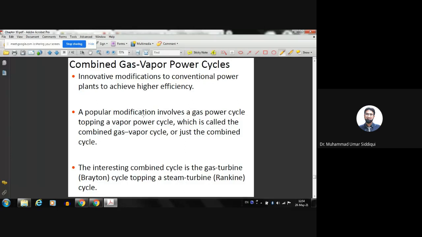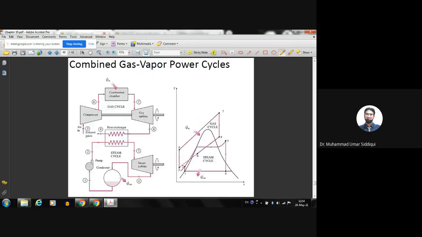This is something of significant importance to most industries which are interested in generating power using the gas turbine. The idea is that the gas turbine cycle uses a compressor, combustion chamber, and the gas turbine. At the exit of the gas turbine, we have exhaust, and this exhaust is at a very high temperature. So much high temperature that if we pass it through the boiler of a Rankine cycle, it will actually start generating steam. So this is the idea.